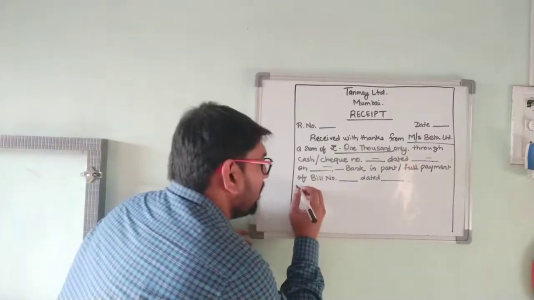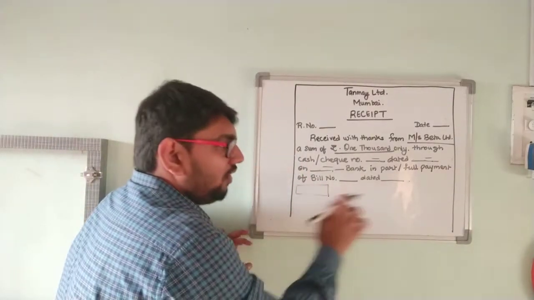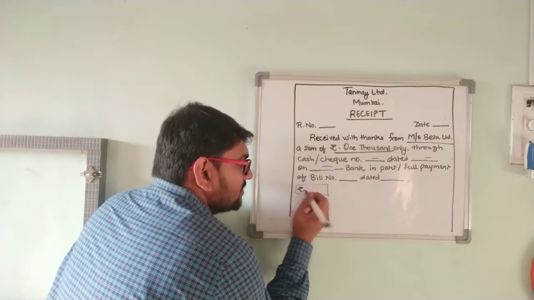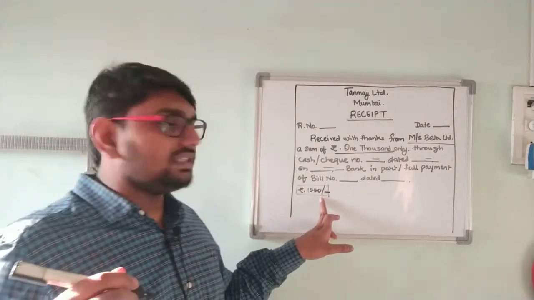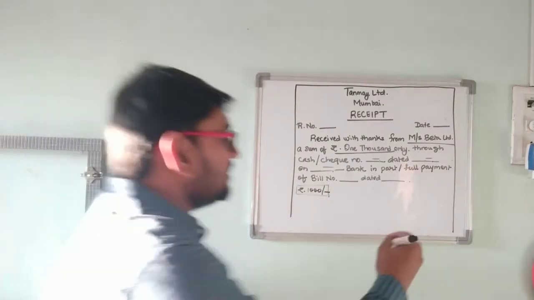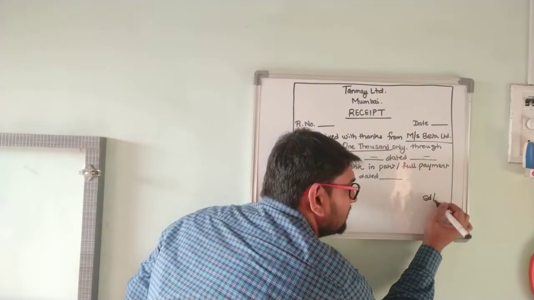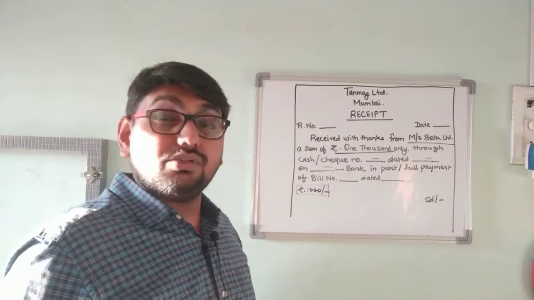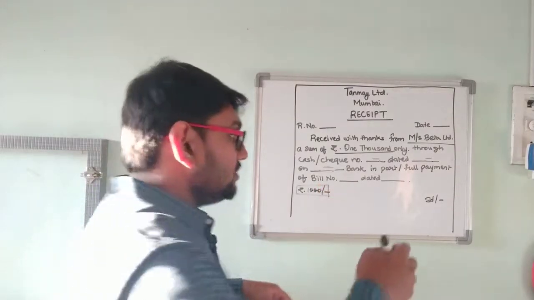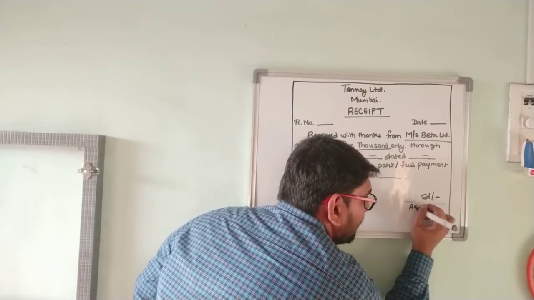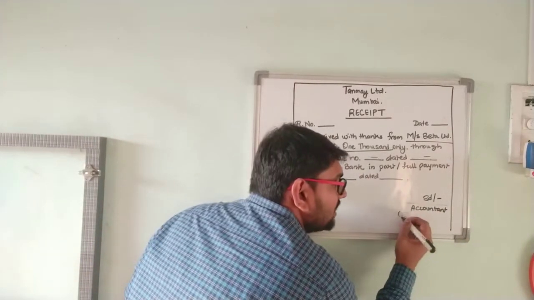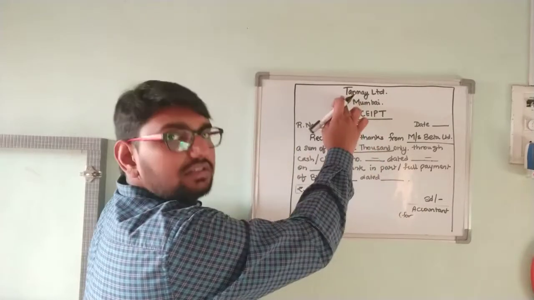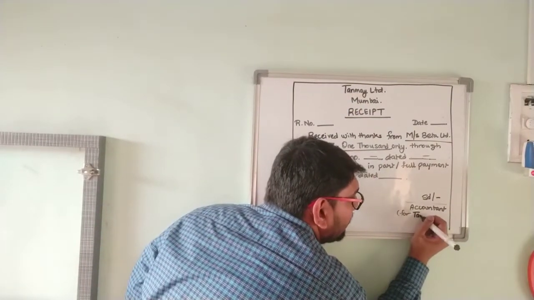After this, I have to make a small box which could be either on the left or on the right. Rupees, how much? 1000. And as I always do, this sign. After this, over here I am going to write SD, that is the signature of the person who is making this receipt. So normally this receipt is made by accountants. So I am going to write accountant. And this accountant is for, who is the receiver? Tanmay Limited. So for Tanmay Limited.